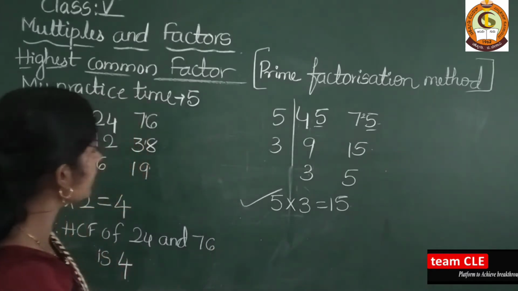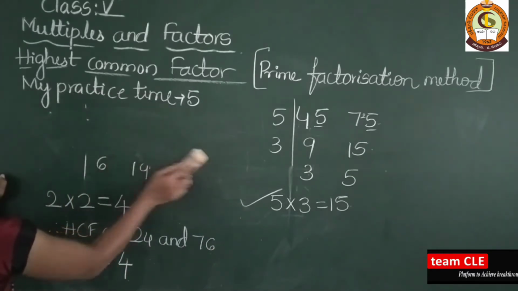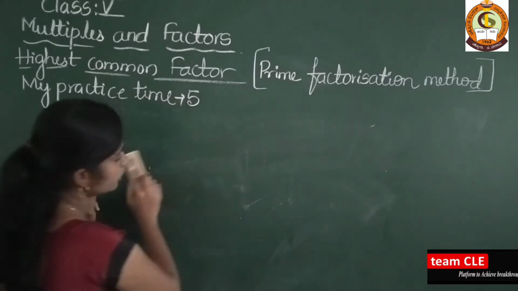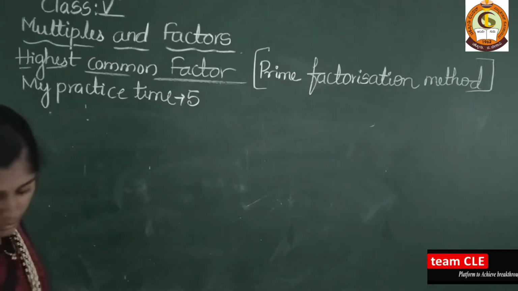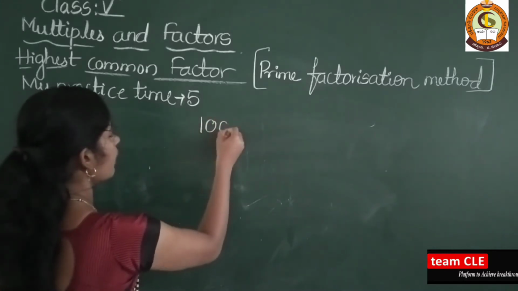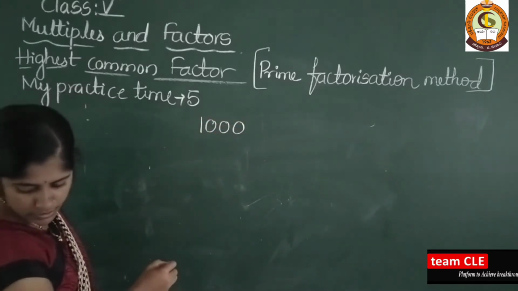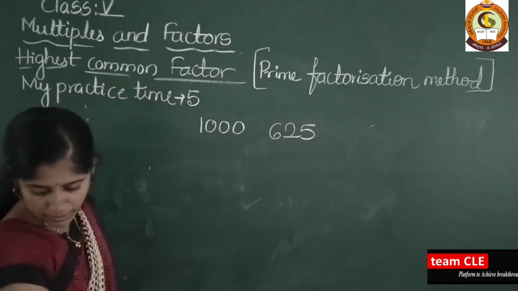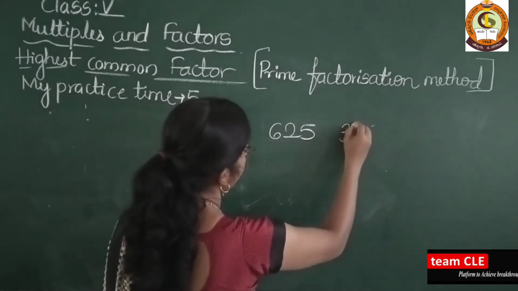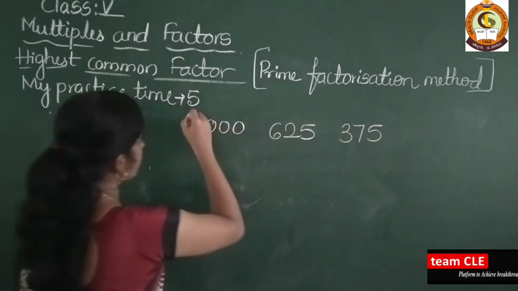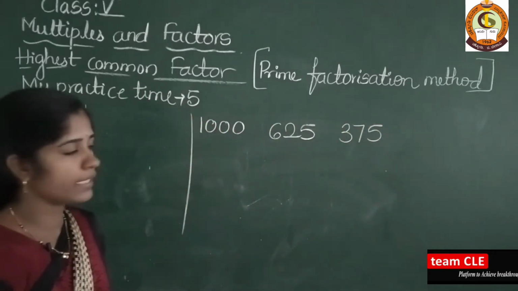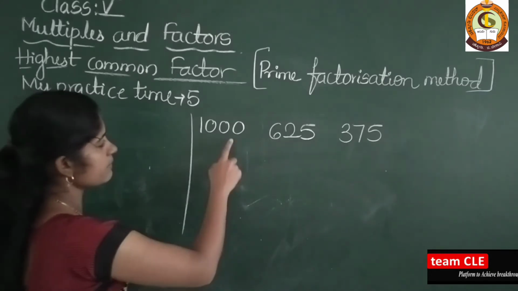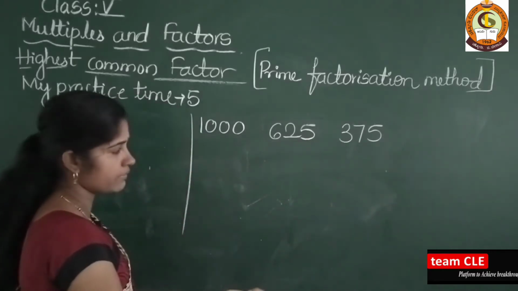Next I will take one more example from your practice time for you, and that is 1000, next is 625, and one more is 375. Dear students, if 0 or 5 is in the ones place, then that number is divisible by 5. See here, in the ones place 0 and 5 are there, means the numbers are divisible by 5.